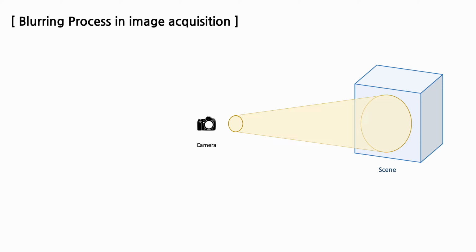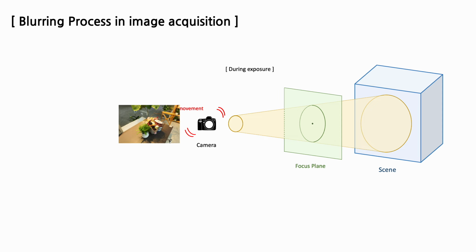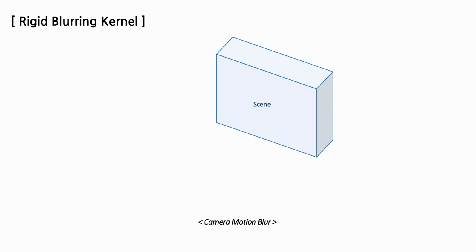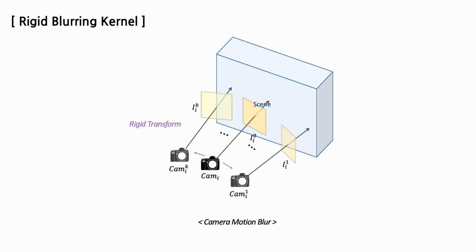Now we describe our proposed method. We are motivated by the physical blurring process in image acquisition. In particular, blurring usually happens when there is some camera movement or a specific focus plane in a single camera condition. These processes happen simultaneously during camera exposure. To construct the blurring kernel with 3D consistency, we model the rigid blurring kernel using a rigid transformation of the given camera pose in each view. This kernel mimics the previously mentioned physical process of image acquisition.